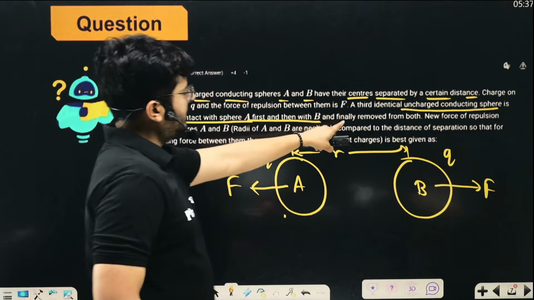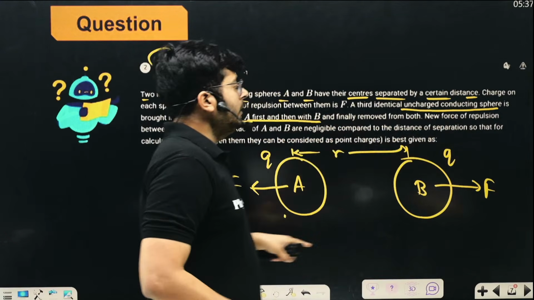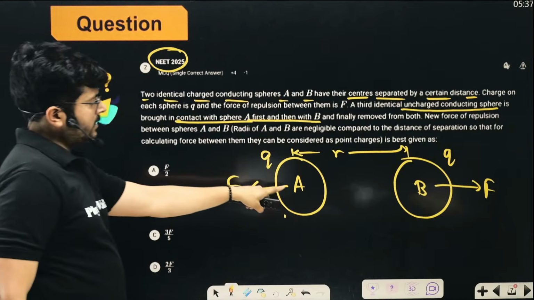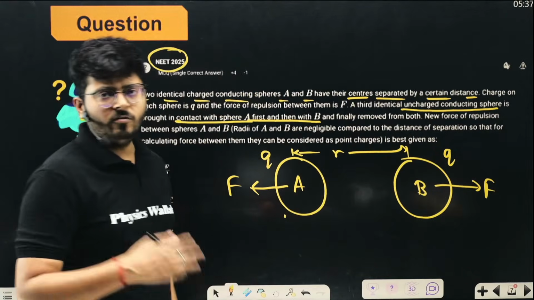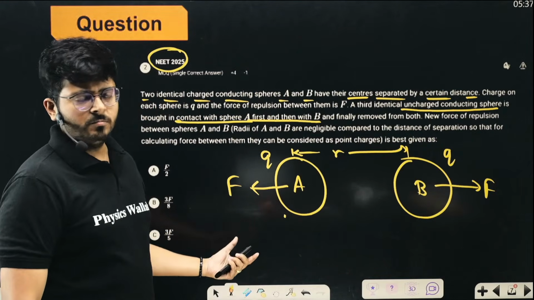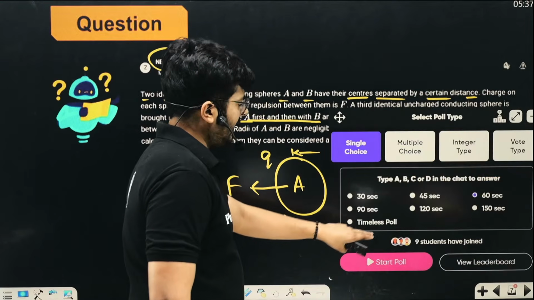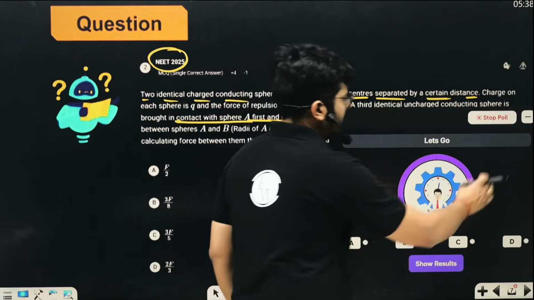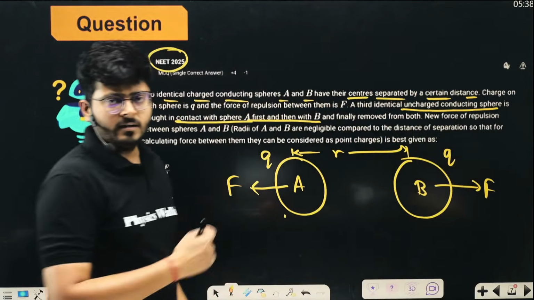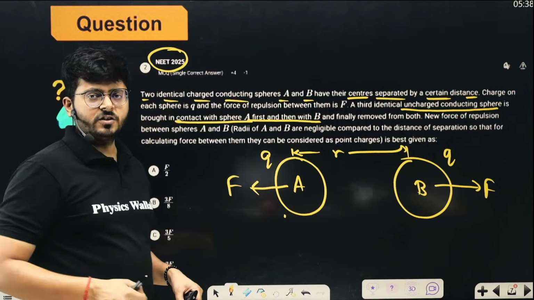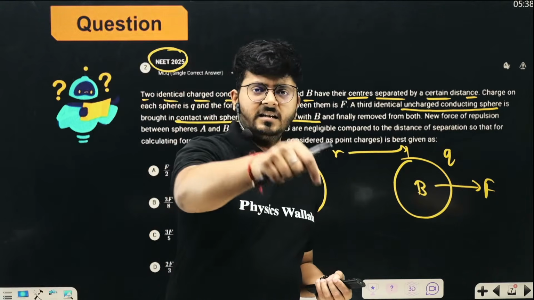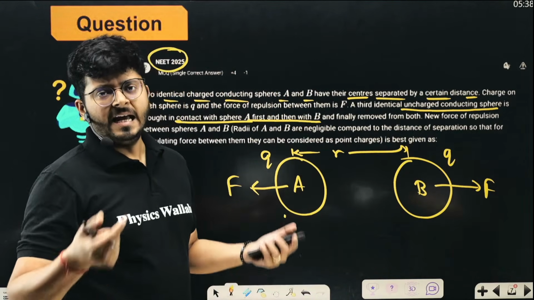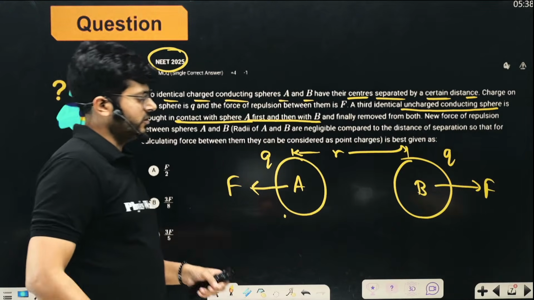Now the question is, it is finally removed from both. What will be the new force of repulsion between the same spheres A and B? This is something you have to answer. My dear kids, again a very good conceptual question. Your time is running out right now. Those who can solve it can answer in the comment section, but for those who cannot, I will explain the concept on the next page.